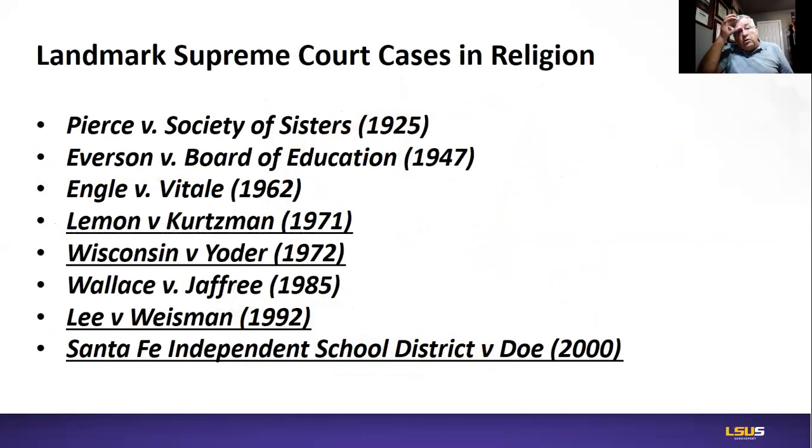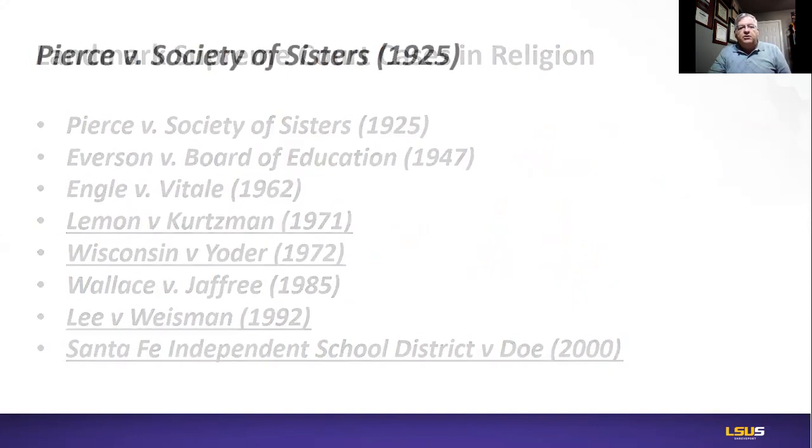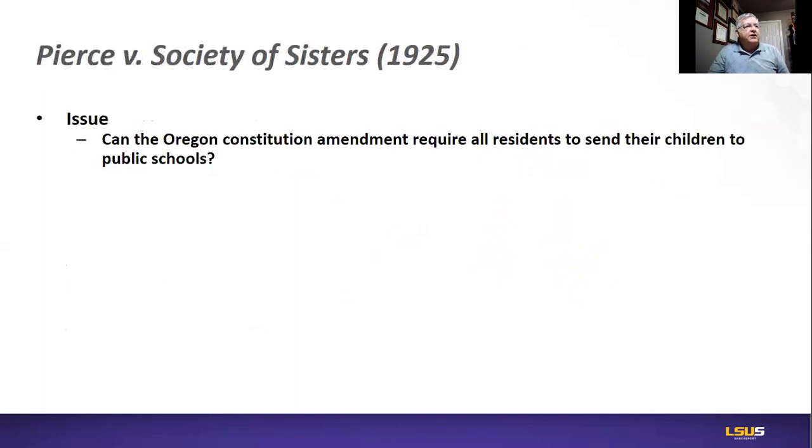So I want to talk to you real quick about these landmark Supreme Court cases that relate to religion. That's been a big issue in our country. As you can see, it started back in 1925, and we'll talk some more about where it's going. So let's look first at Pierce versus Society of Sisters in 1925. This was dealing with a constitutional amendment in Oregon that required all their residents to send their children to public schools.